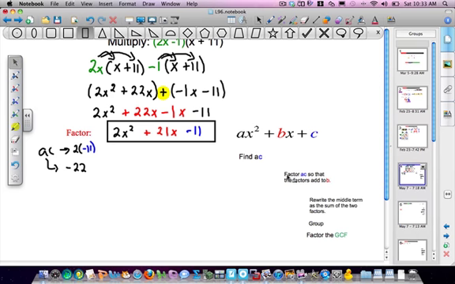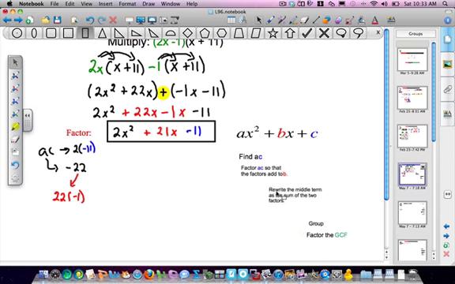Now the next thing we do is to factor that product, negative 22, so that we find the two factors that will add up to positive 21x. And in this case, those two factors will be 22 and a negative 1. Our next step will be to rewrite that middle term, the 21x, using the two factors that we just found. So that looks like this: 2x squared plus 22x minus 1x minus 11.